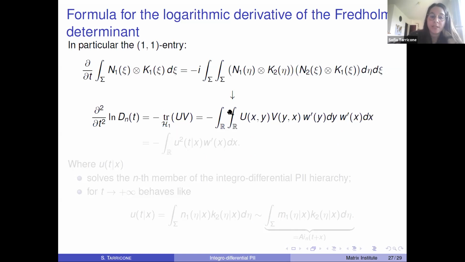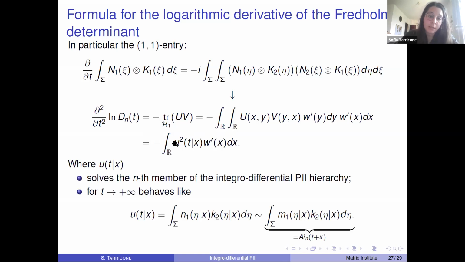Now you just compute this trace. This trace is given by this double integral. U and v have these kernels, and now you use the symmetry property of u and v, and the fact that w prime y dy is a probability measure. This will give you that the second derivative of the logarithm of the Fredholm determinants of the higher order finite temperature kernels is simply expressed through this integral. And the integrated version of this formula is the formula that I showed you in the slide with the statement.